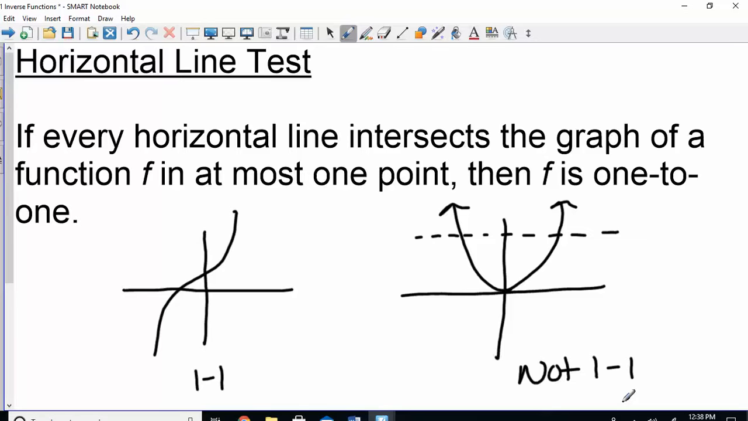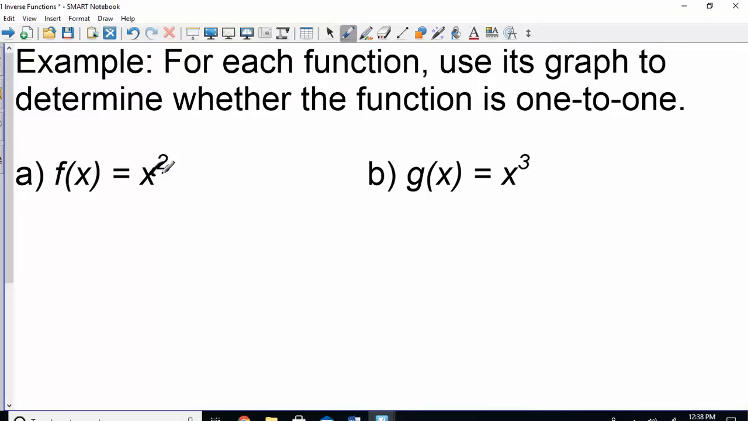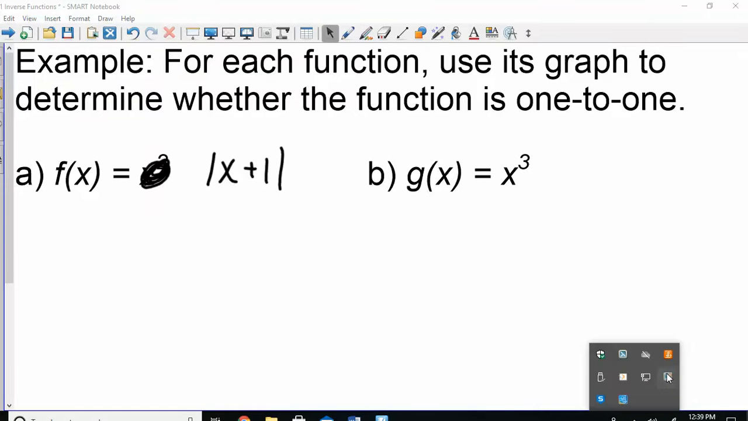So I want you guys, I'm going to change this because I just used this example. Let's say this is the absolute value of x plus 1. I want you to decide if each of these are 1-to-1 or not. So draw yourself a quick little graph, use your calculator if you need to, and decide if it's 1-to-1.